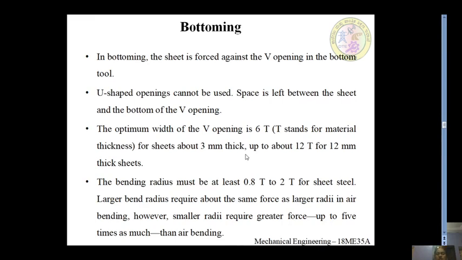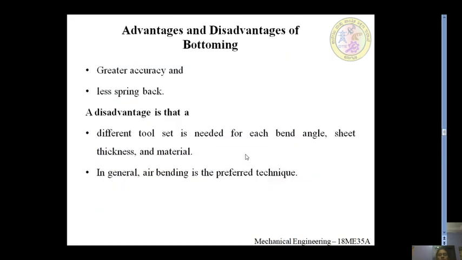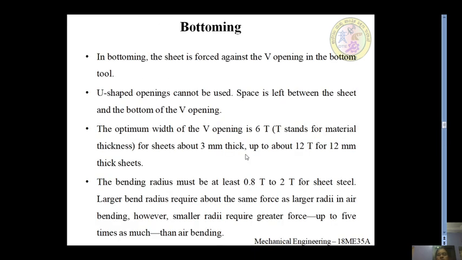The bending radius must be at least 0.8 thickness to 2 times the thickness for sheet steel. Larger bend radii require about the same force as larger radii in air bending. However, smaller radii require greater force, up to 5 times as much as in air bending. So here you can see that the bending radius must be at least 0.8 to 2 times for sheet metal.